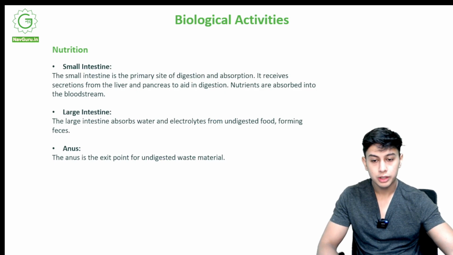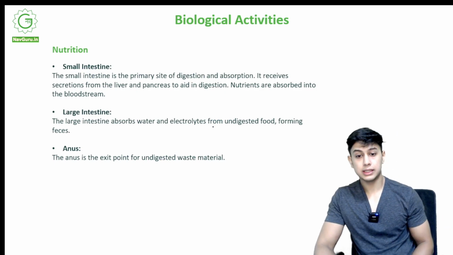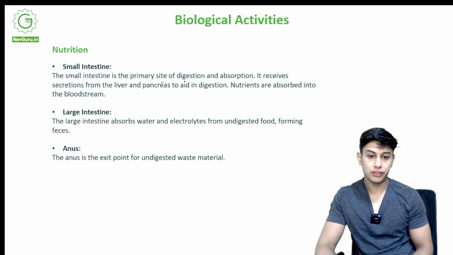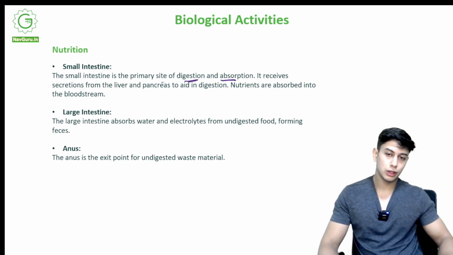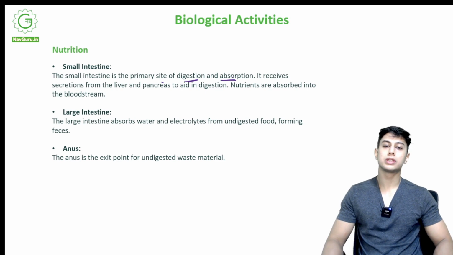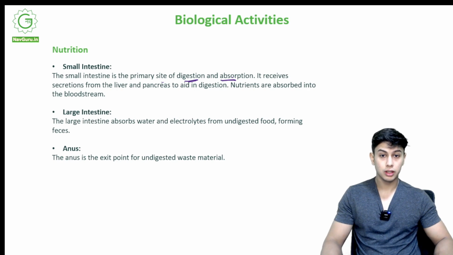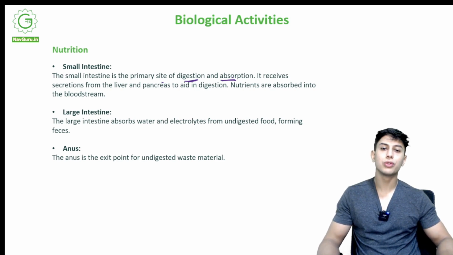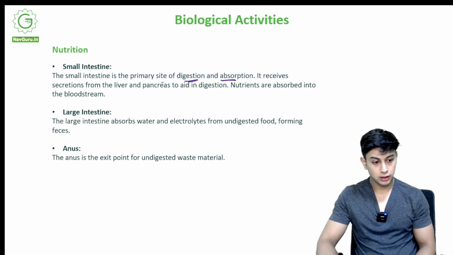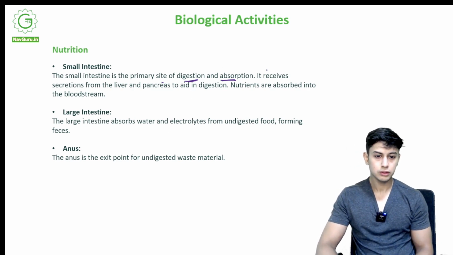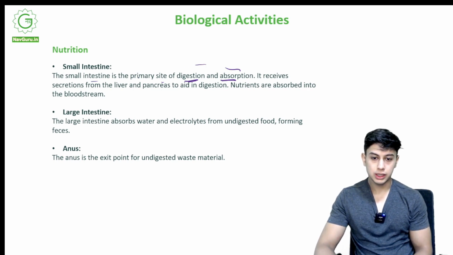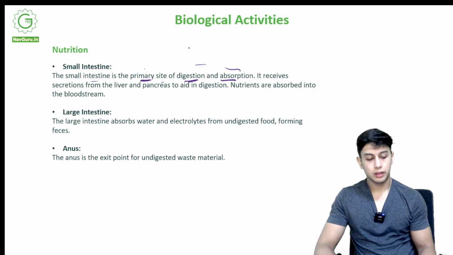Now we go to the small intestine. The small intestine is the primary site of digestion and absorption. After all these juices and enzymes mix with the food that has broken down, now the particles need to be absorbed. Now the nutrition needs to occur. Now we need to get all the useful products from this digestion. How will we go about it? In absorption, the small intestine is the primary site. Let me show you.